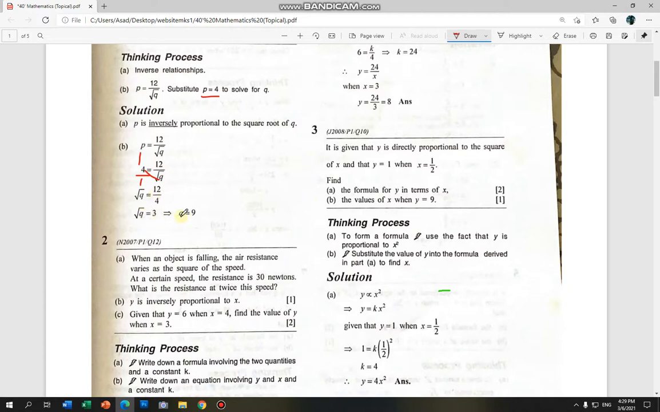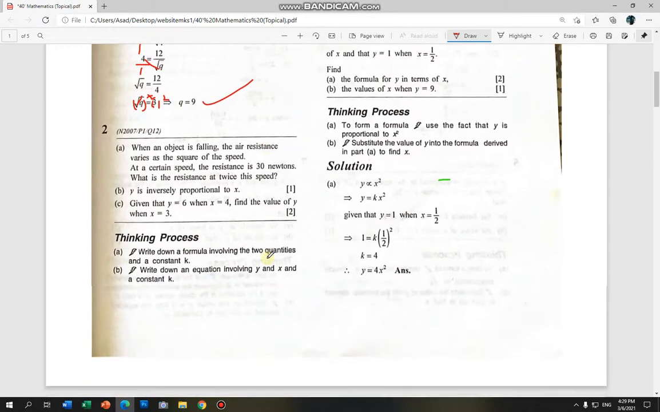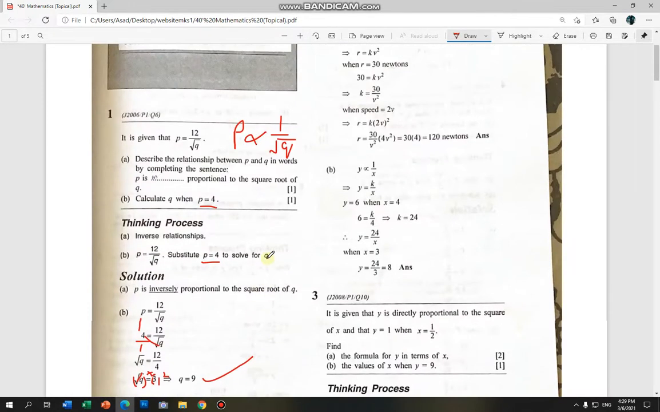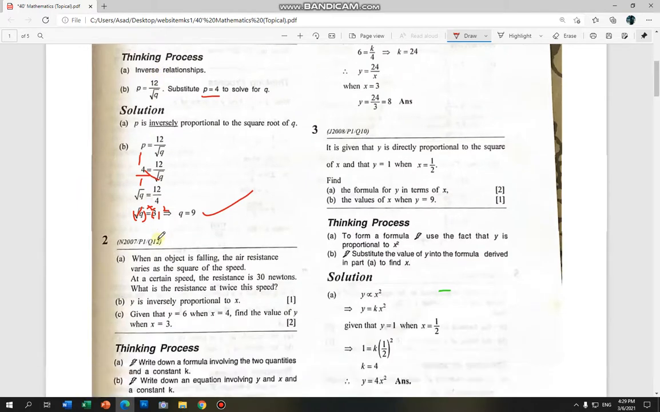Squaring both sides, you get Q is equal to 9. Here you have to square both sides. Take the square of this, take the square of 3, it will give you a square, and under root cancels, and Q is equal to 9. So P is inversely proportional to the square root of Q. Here you write inversely proportional to the square root of Q.